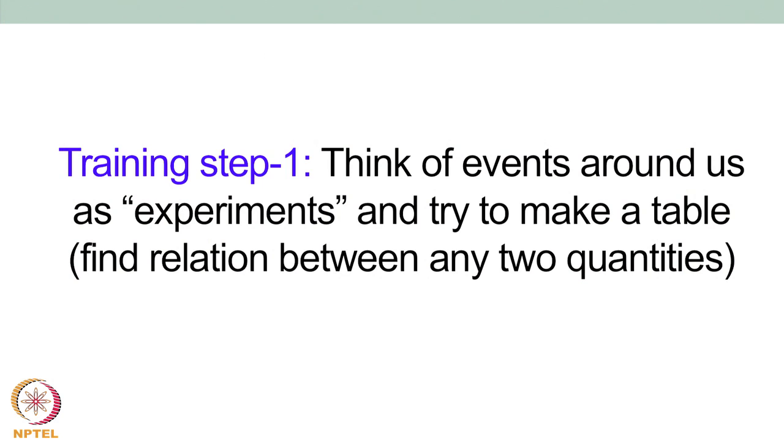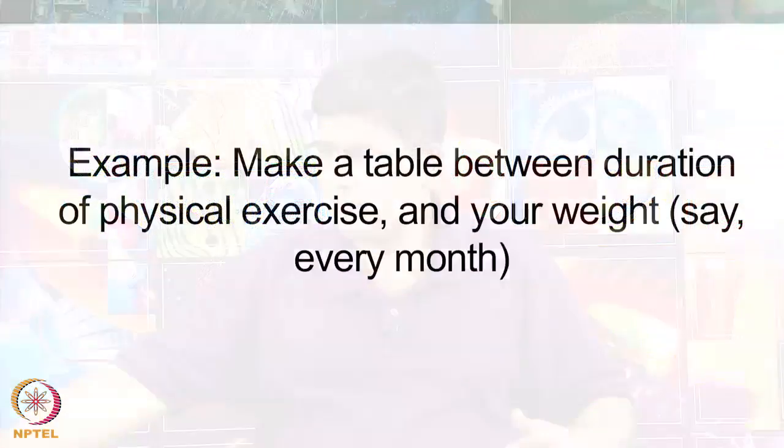So, what is the first step? In the training, the first step is to think of events around us as experiments and try to make a table first and find a relation between two quantities. I will explain what this means, and it will be clear. So, let us take some example of things around us.